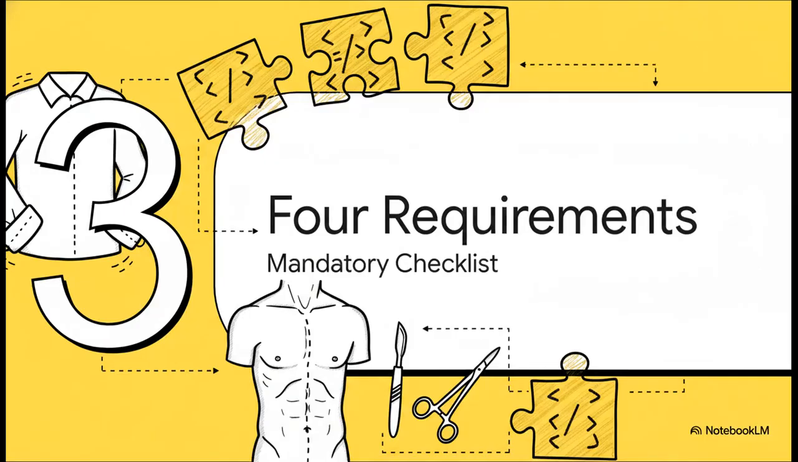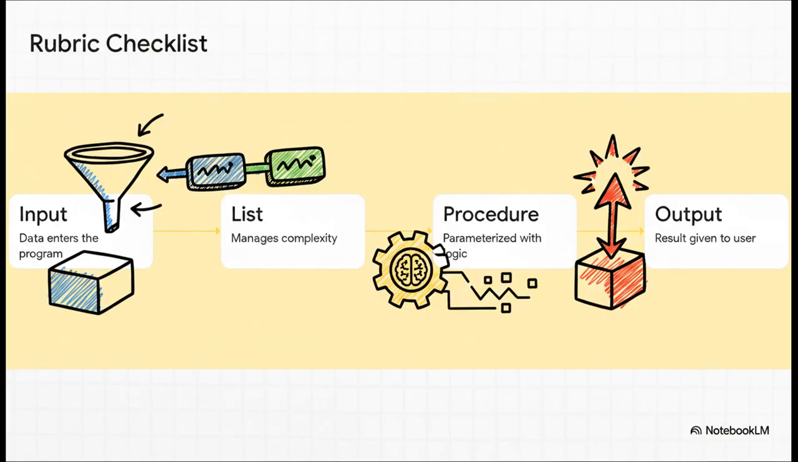Section 3. The 4 rubric requirements. Time for our mandatory checklist. Here is your non-negotiable checklist. Step 1. Input. Step 2. A list used for complexity management. Step 3, a parameterized procedure. And Step 4, output. I really want to remind you right now, missing even one of these structural components is a critical error. So let's see exactly how our tracker handles them.